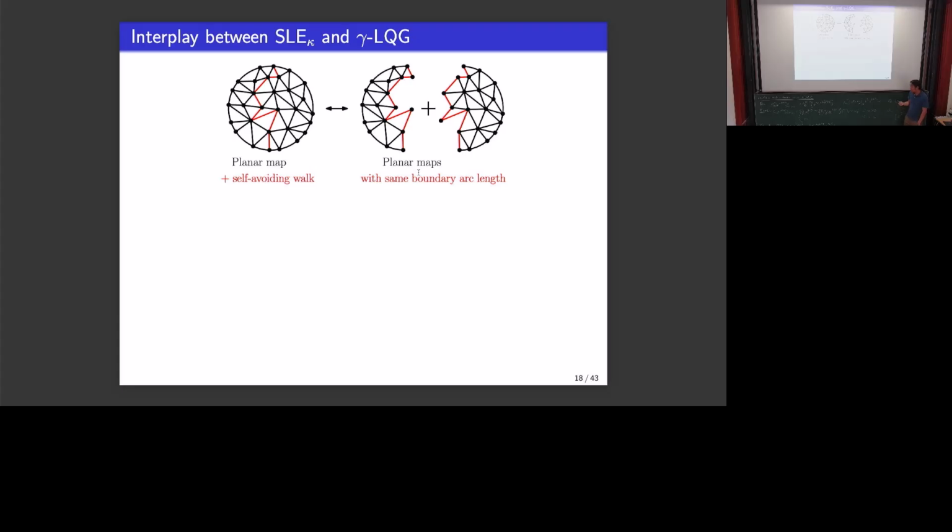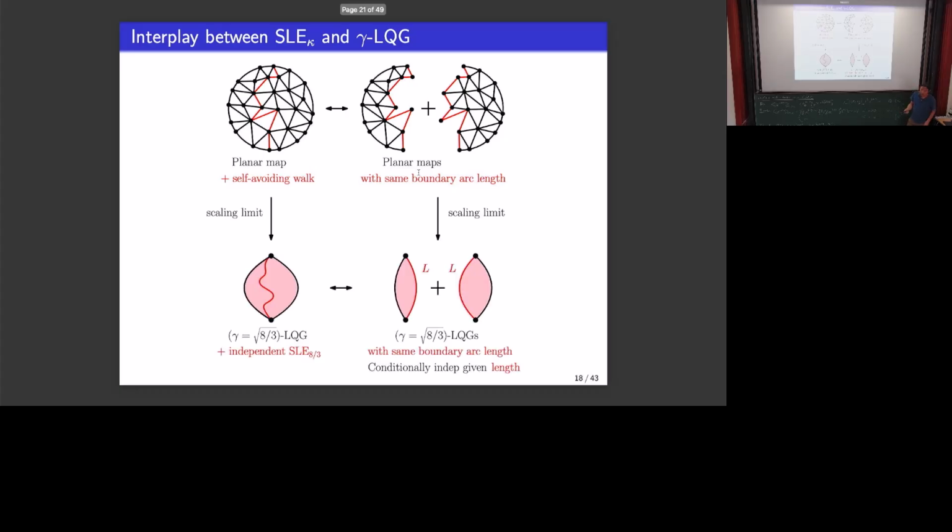So let's imagine we can take a scaling limit of this picture. What should we get? On the right-hand side, we have a pair of planar maps with distinguished boundary arcs of the same length. These should converge to Liouville quantum gravity surfaces with boundary arcs of the same length. So that's what we get. And in this picture above, these 2 surfaces on the left and the right are independent once I specify the red length. Correspondingly, these 2 surfaces you get here should be independent given this red length L.